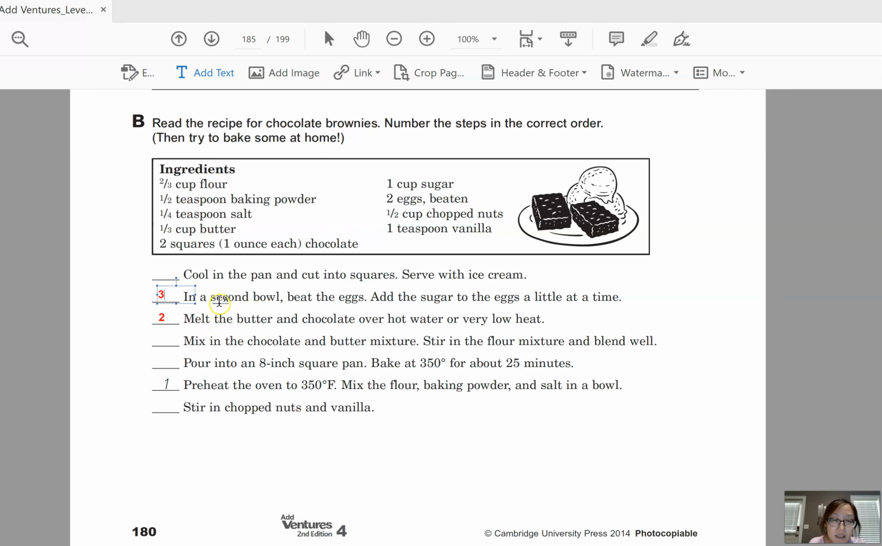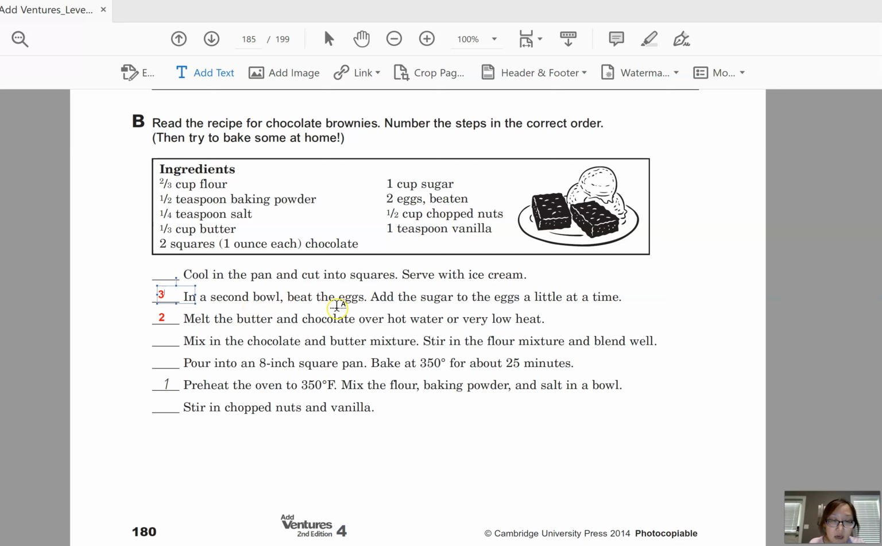It is also common to see something like while the butter and chocolate are melting, beat the eggs in a second bowl, because you can see that this one is more likely to be the second step than the third step, because this takes time. So you might see, while step 2 is happening, do step 3. So while the butter and chocolate are melting, beat the eggs in a second bowl. Or in a second bowl, beat the eggs.